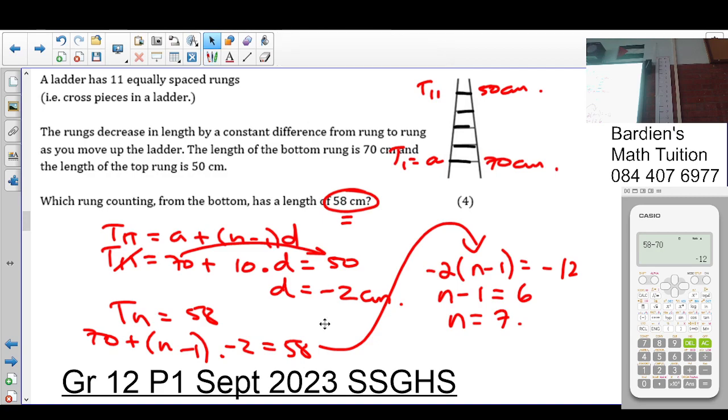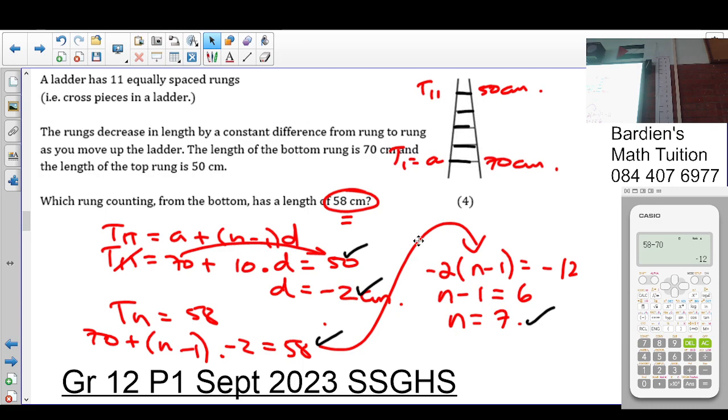Okay. Now did I mark this here? I gave you 2 marks for getting d. Okay, and then for equating, using this equation, and then for getting rung 7, 4 marks. Okay.